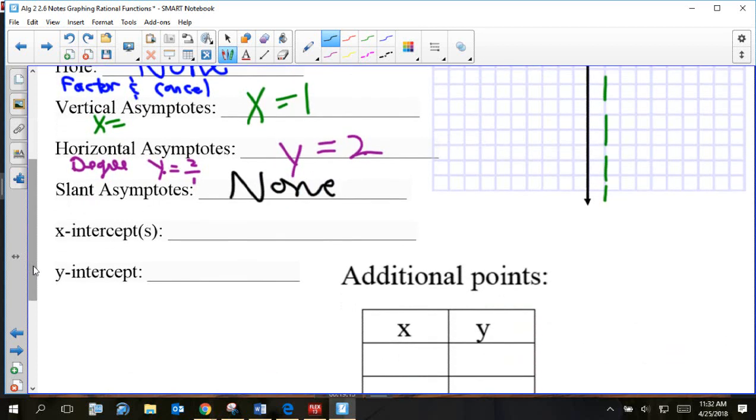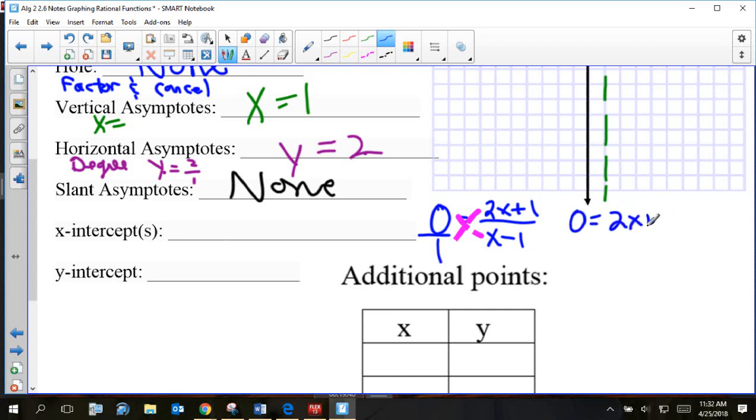X-intercepts. So x-intercepts, how do we find x-intercepts like always? Plug 0 in for y, or f of x. So if I have f of x, or 0, equals 2x plus 1 over x minus 1, I'm going to solve that equation. Since this is a fraction, I put this side over 1 and I'd cross multiply. If I cross multiply this, something great happens. What's 0 times anything? Okay, so I really just have 0 equals 2x plus 1. I'm really just solving 2x plus 1. So x equals what number?